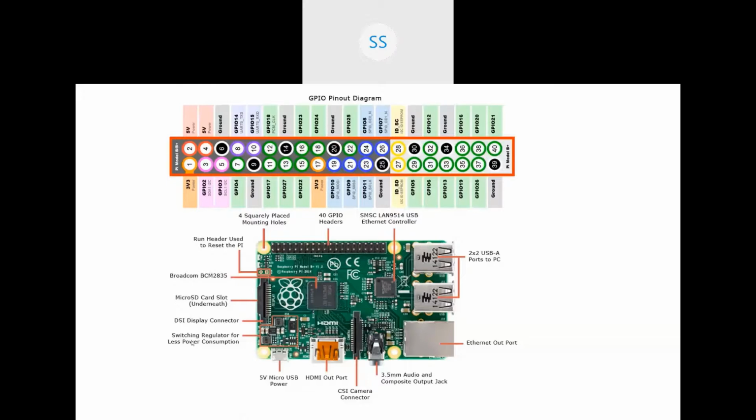And here is the 5 volt micro USB, to give the power. We give the power through the micro USB. You have the micro USB adapter for your mobile. With that same micro USB adapter, you can power your Raspberry Pi. Okay.